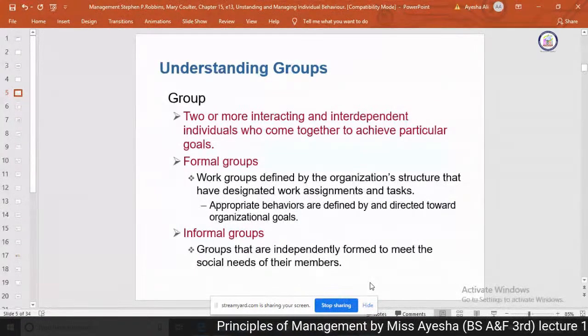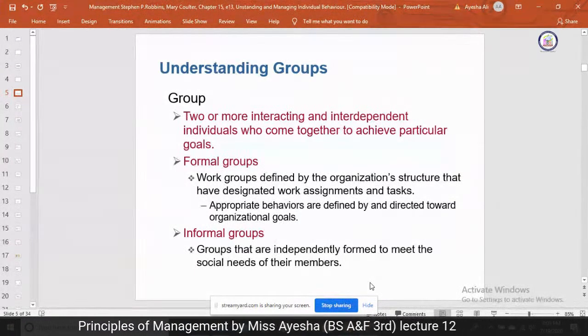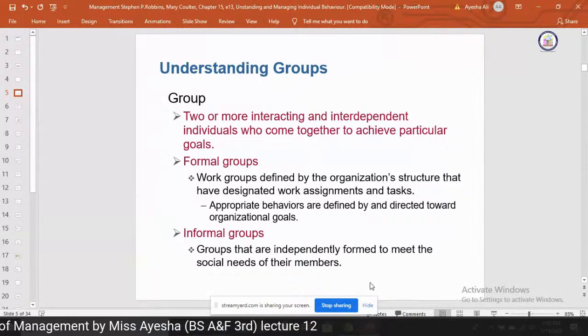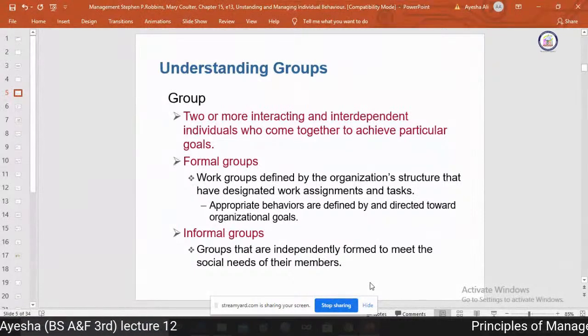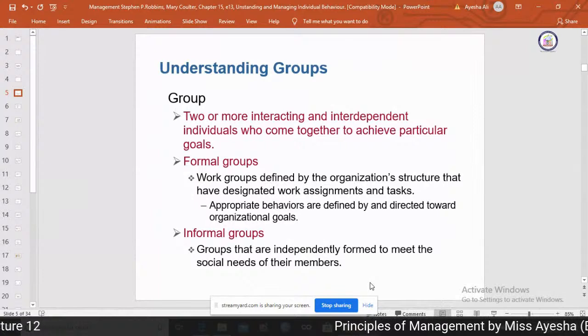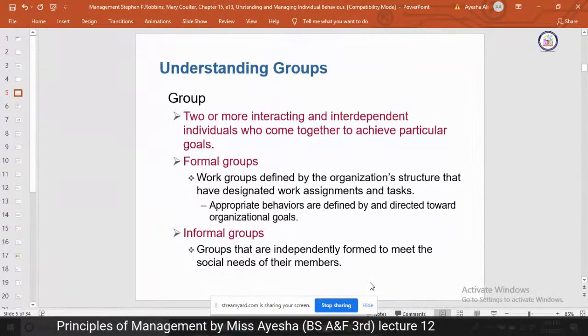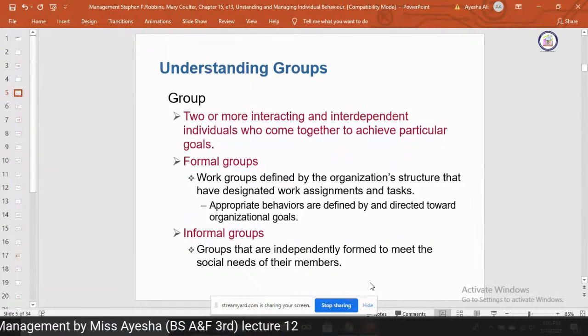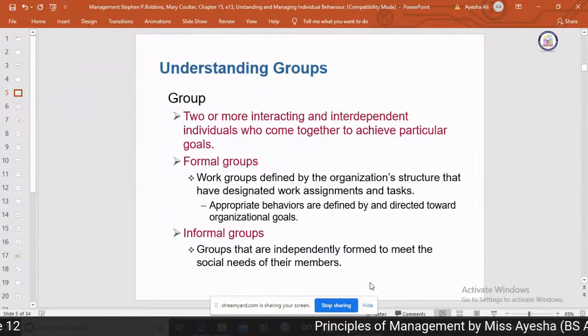If we take the example of colleagues, the colleagues are also doing these types of things. They are also indulged in socializing, so this is the informal group.